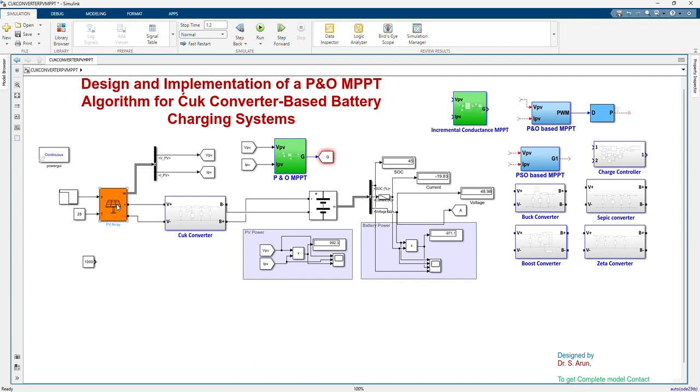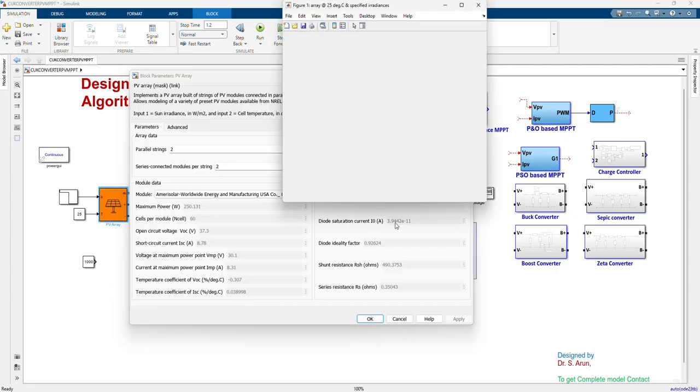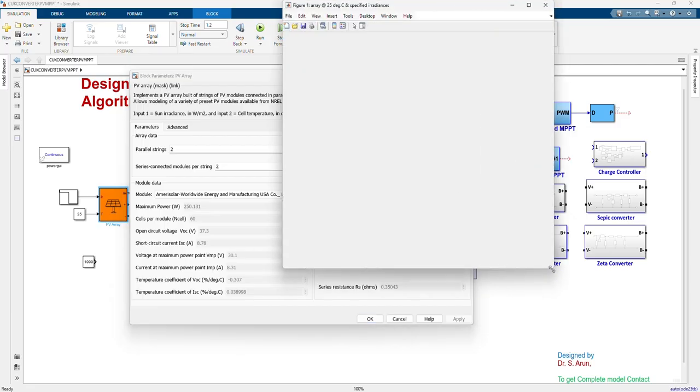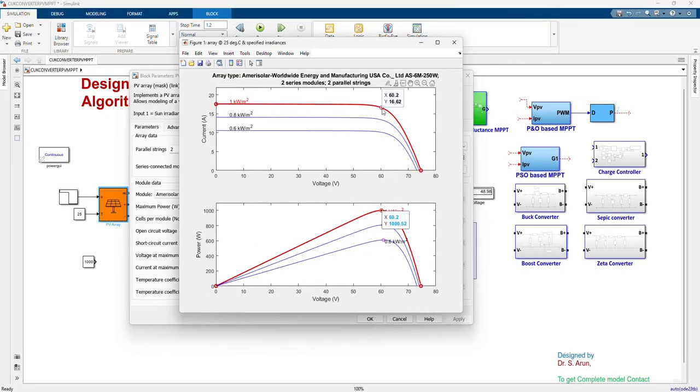So in order to understand that, I chose a PV array panel of 1 kilowatt. You can refer here to the maximum power of the solar panel. The maximum current is nearly equal to 16.62. That is the multiplication of 60.2 and 16.62, and we will get the maximum power 1000.52.